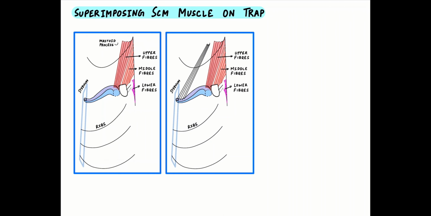Now we can see the SCM muscle. The SCM muscle has a clavicular head and a sternal head. Sternal head is not shown for clarity. Clavicular head originates from the medial one-third of the superior surface of clavicle and inserts on the mastoid process and the lateral part of the superior nuchal line.